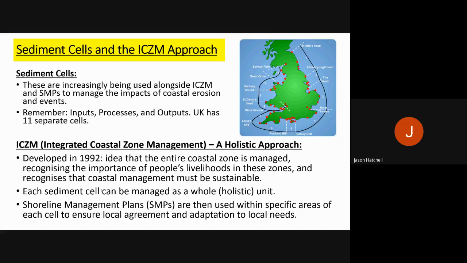So they're managed as a whole unit, and shoreline management plans, or SMPs, are used within specific areas of each cell. So you may have 5 SMPs in one cell to ensure local agreement, to ensure local consultation, and backing or support of the plans in each cell to adapt to local needs.